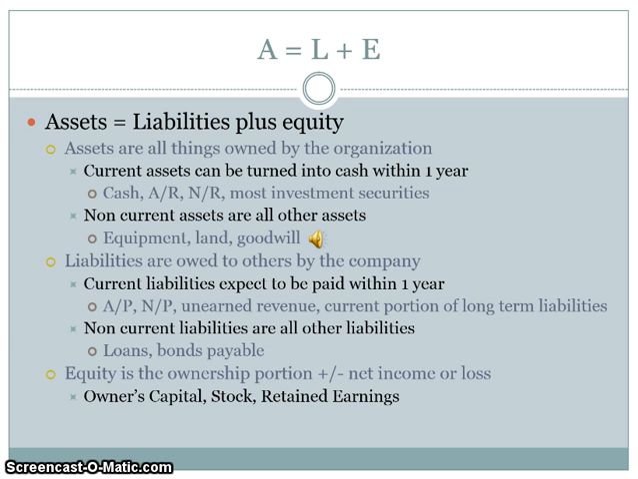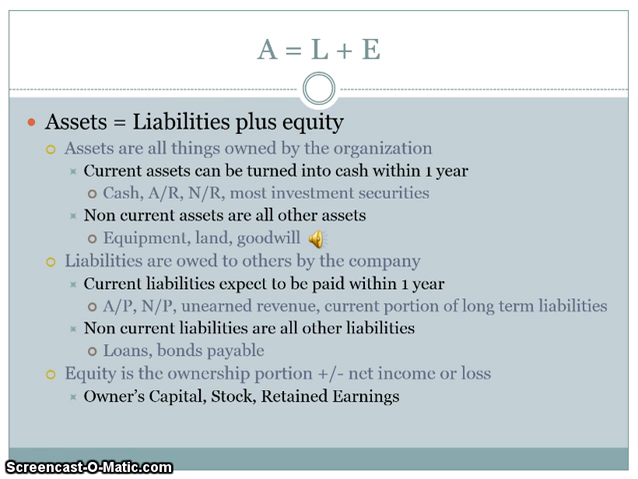Assets are classified into current and non-current assets based on how quickly those assets can be turned into cash. Assets that can be turned into cash within 1 year are classified as current assets. Some examples include accounts receivable, notes receivable, trading securities, and things of that nature. Non-current assets are everything that are not current assets, to include equipment, land. Those are tangible assets, as well as the intangible assets, trademarks, copyrights, things of that nature.